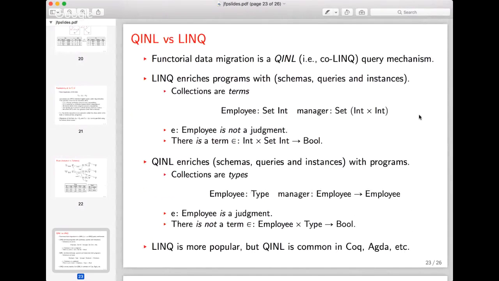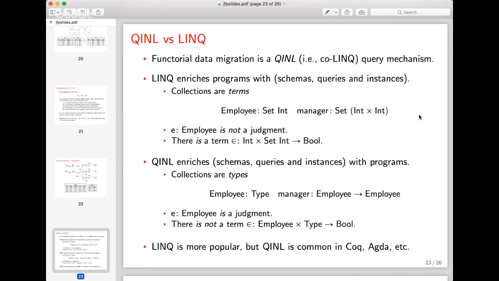All right, so I'll conclude this talk with the final bit, which is about how this formalism for algebraic databases compares with another formalism for describing databases and queries known as LINQ. So LINQ stands for Language Integrated Query, and it's basically a way to take a programming language, say Java or Lambda Calculus or Haskell, and add to it a notion of schema, query, and instance, usually using monads and comprehensions.